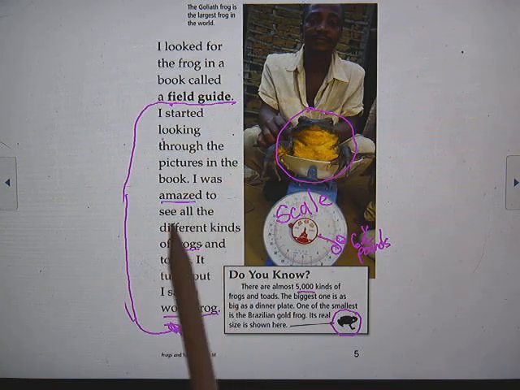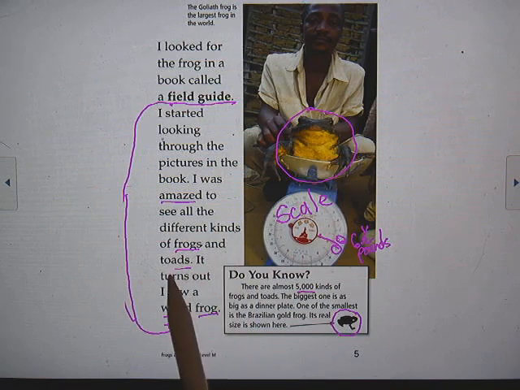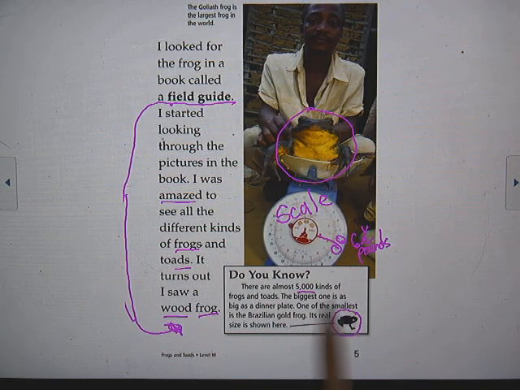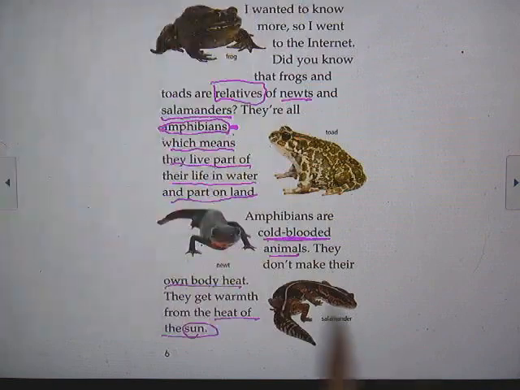I was amazed to see all the different kinds of frogs and toads. It turns out I saw a wood frog. Did you know there are almost 5,000 kinds of frogs and toads? The biggest one is as big as a dinner plate. One of the smallest is the Brazilian gold frog. Its real size is shown here.